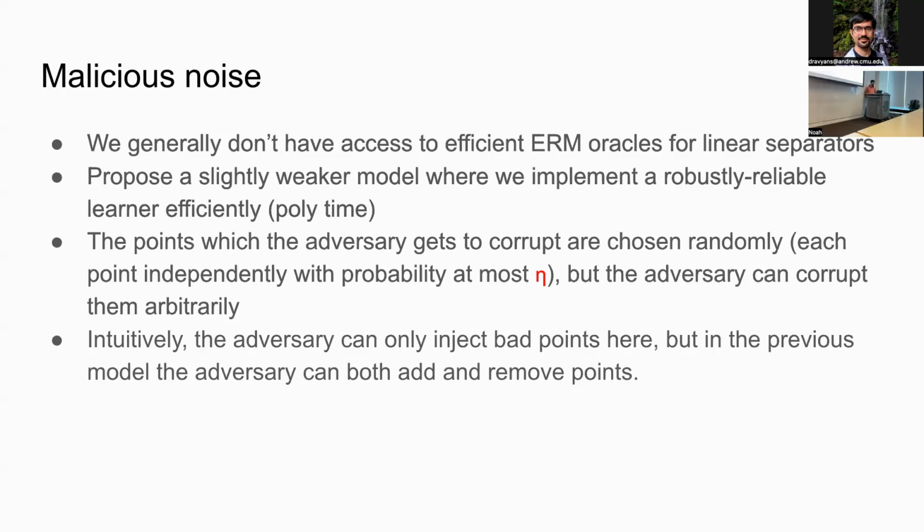Suppose the points which the adversary gets to corrupt are chosen randomly. In this case, each point is selected with probability at most eta, and if it's selected, the adversary gets to corrupt it, otherwise not. But once the adversary gets to corrupt it, they can change both x and y in that point. So in this weaker model, intuitively, the adversary can only inject bad points. They cannot remove data points because, with probability 1 minus eta, you are going to get a random sample from the true distribution. In the previous model that we were considering, we had both addition and removal of points effectively.